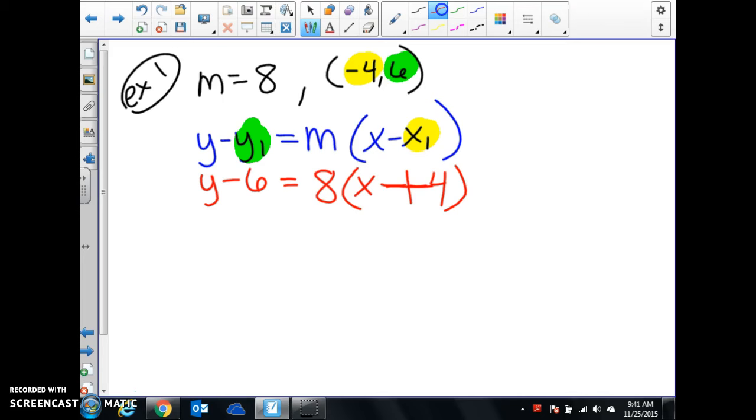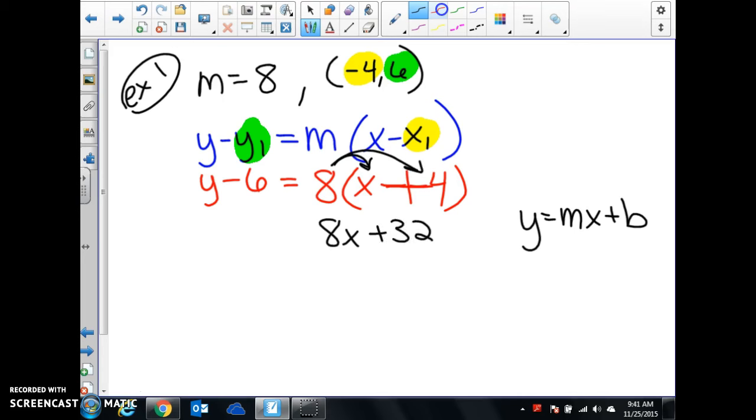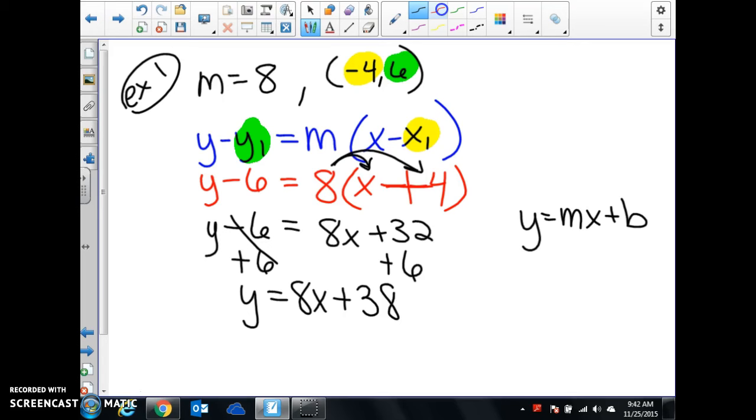Now that's put in point slope form. Remember, we like to graph using slope intercept. So we really want to get it in y equals mx plus b form. Okay, so we start by distributing. 8 times x is 8x. 8 times a +4 is a +32. Bring down your y, bring down your -6. We want the y by itself, so we add 6. Those cancel. y equals 8x. 32 plus 6 is a +38.